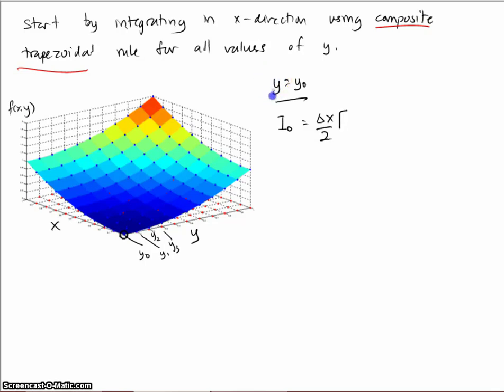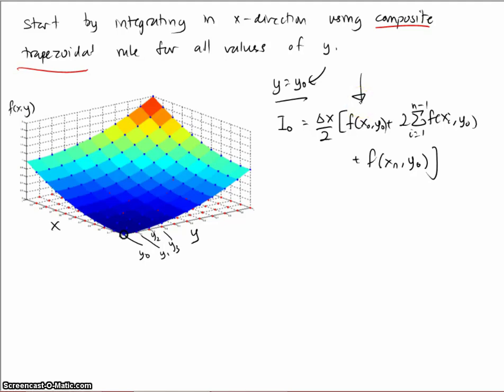f at x0, y0, plus 2 times the summation from i equals 1 to n minus 1 of f at xi, y0, because we are doing it only for y equal to y0, plus f at the last point xn, again y0, because the value of y is fixed at y0. If you're confused or not sure where I got this from, this is actually your composite trapezoidal rule formula.